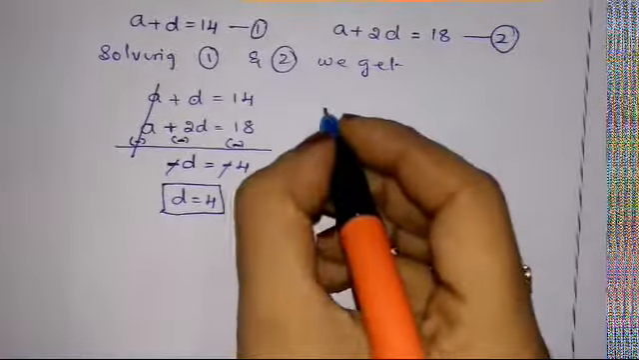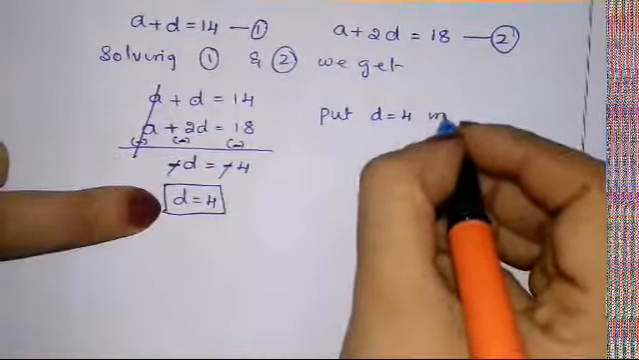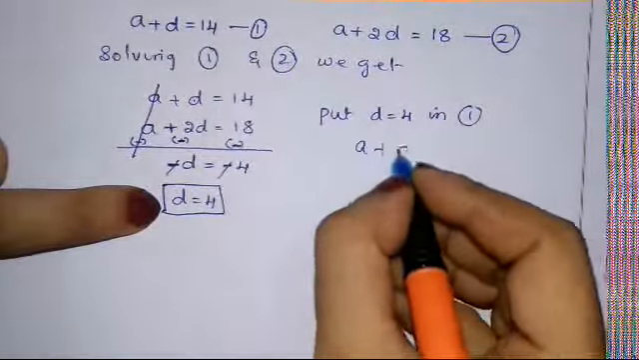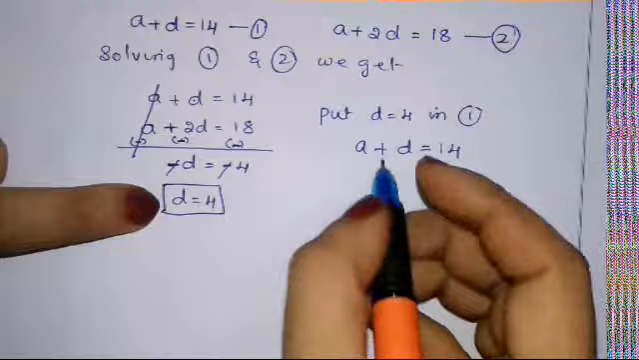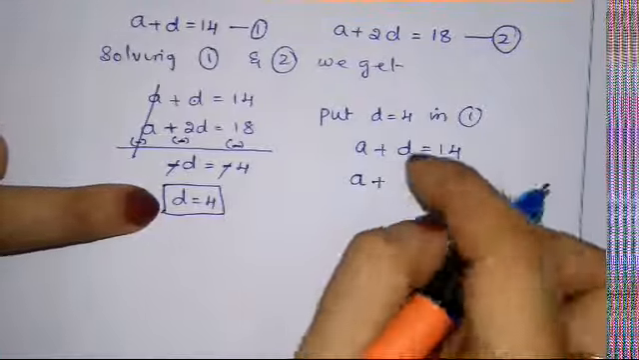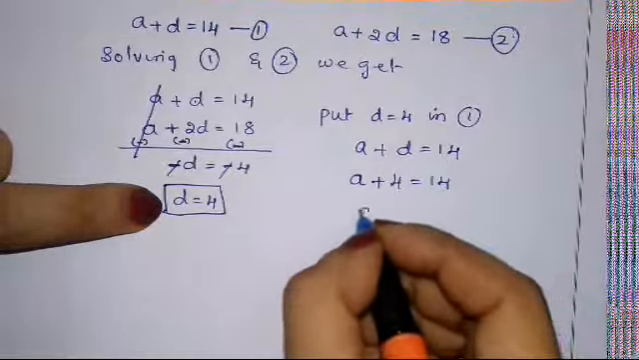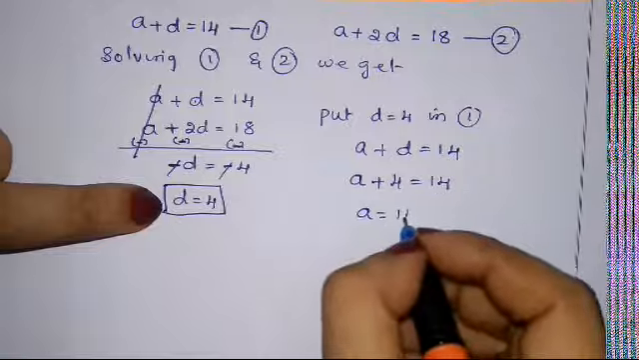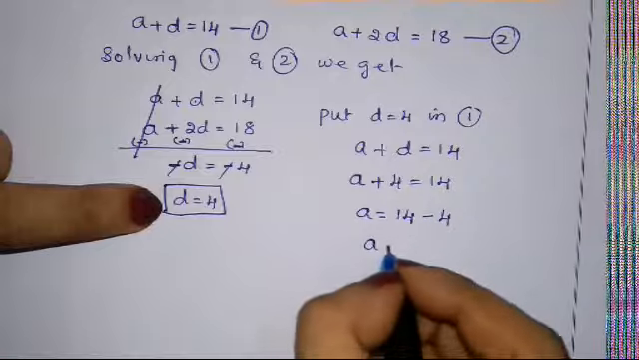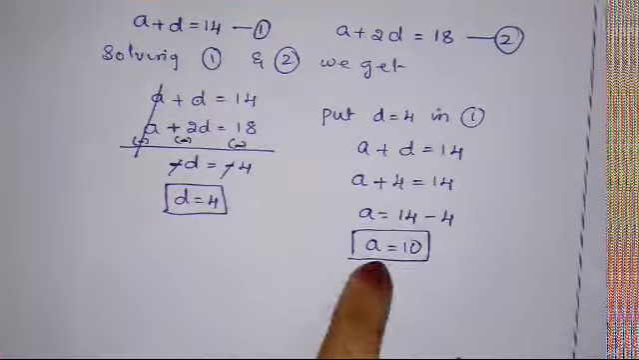Put D is equal to 4 in equation 1. Any equation we can put, we will take equation 1. A plus D is equal to 14. A value we don't know, we'll keep as it is, plus sign as it is, D is nothing but 4, equal to 14. A is equal to 14 as it is, plus 4 we bring to this side, minus 4. A is equal to 10. So D we got 4, A we got 10.